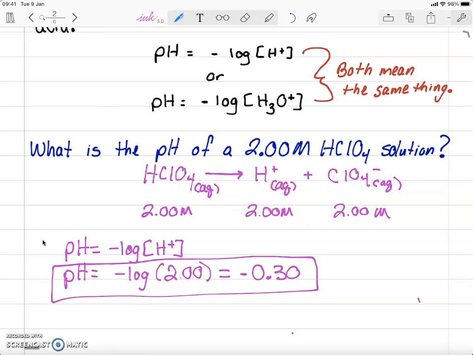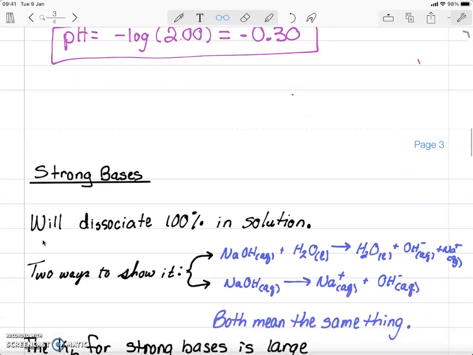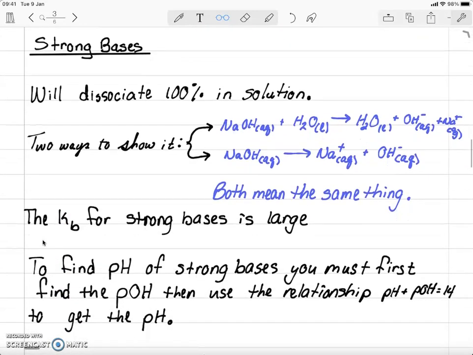For strong bases, the idea is very much the same. Strong bases dissociate 100% in solution, but they dissociate into OH- ions instead of H+ ions, because that's what bases do. And again, you can show that in two ways, either its reaction with water, or its net ionic, just broken up into the separate ions.